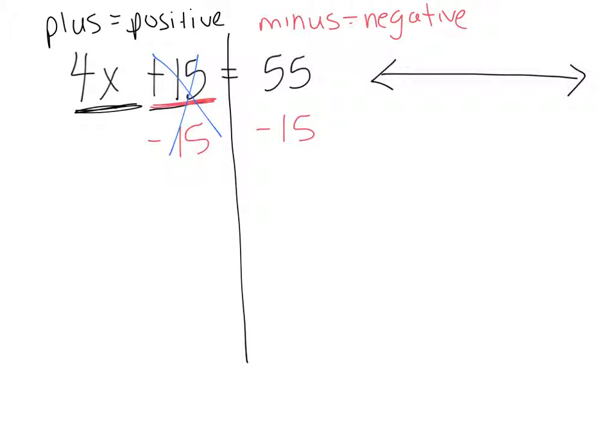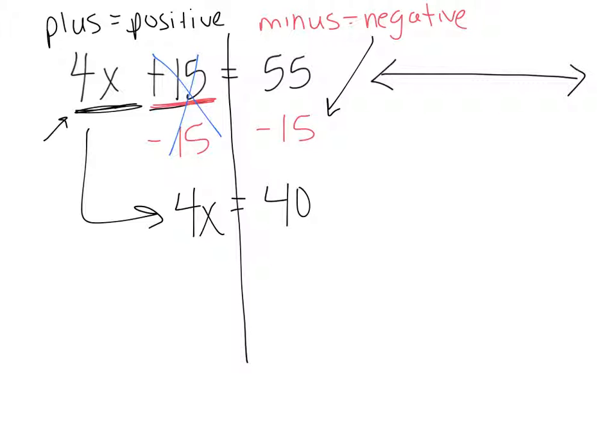These two cancel each other out. Positive and negative cancel out. I have 4 x's left over, so I'm actually going to bring those down here. Do not do the work up here. It makes life confusing. We want to show this second step. So I have 4x is equal to 55 minus 15. Again, remember, negative and minus are the same thing, so I can say minus here. That would equal 40. So now I have 4 x's are equal to 40.